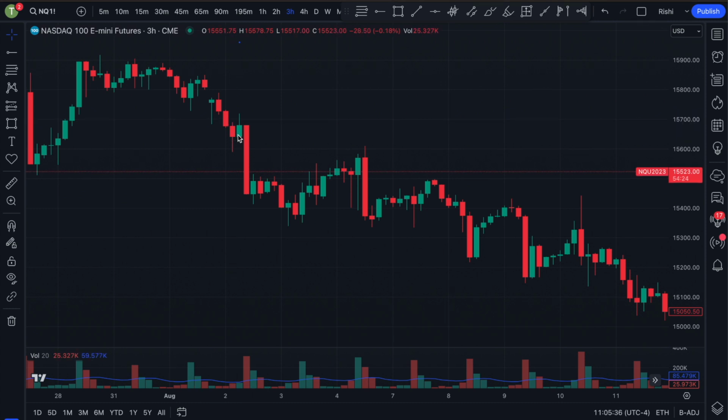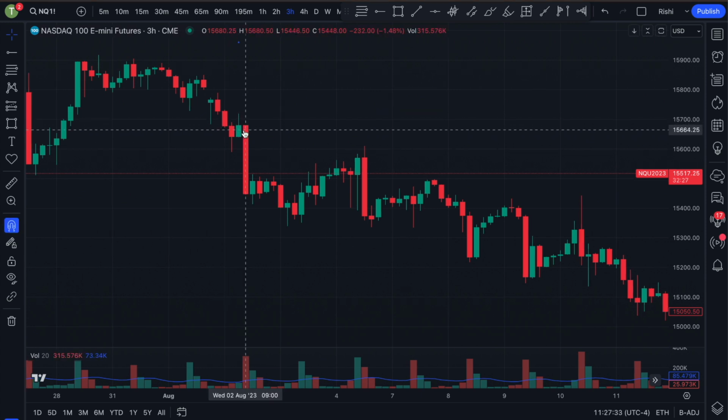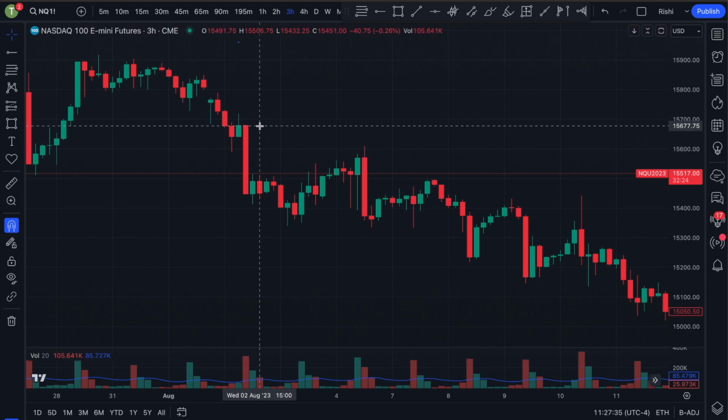Alright, so right here we can see a green basing candle as there's a small body, and then we also have our aggressive move downward through this red candle. So having this basing candle and the aggressive move down is what our criteria is to draw the supply zone.